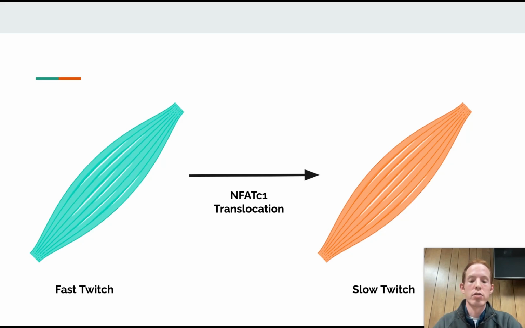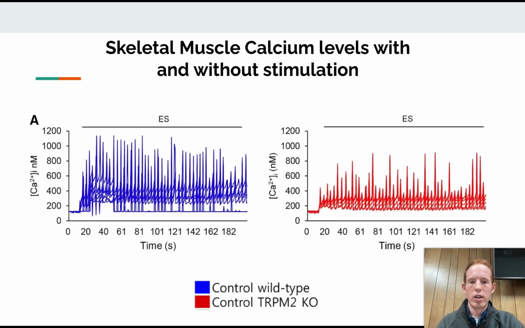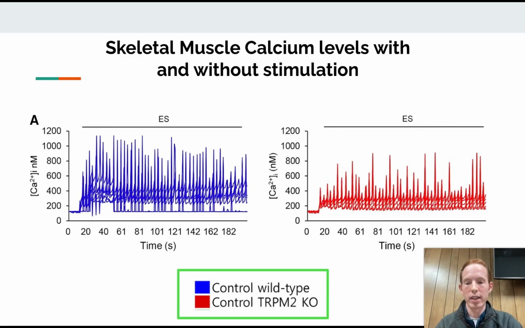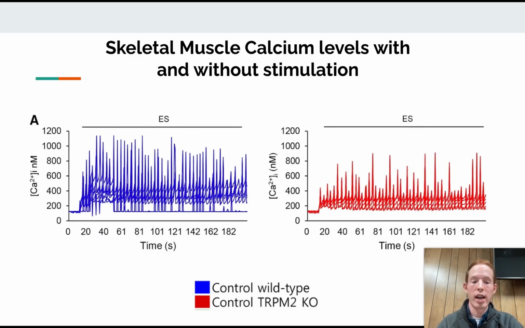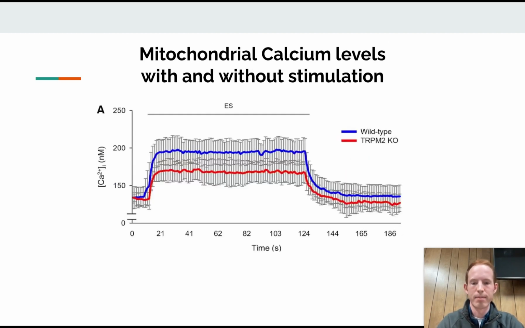And that leads us into one of the most important things from this research study, and that is TRPM2, when it's knocked out, means NFAT-C1 is not translocating, which means we're not going from fast twitch to slow twitch fibers, which is what we wanted to see in the study. Looking at the calcium levels in skeletal muscle, we should see that the blue wild type is higher when it's electrically stimulated compared to the red knockout, which is exactly what you see. The blue graph on the left, the peaks for calcium levels are higher when it's electrically stimulated when compared to the red, the knockout on the right.